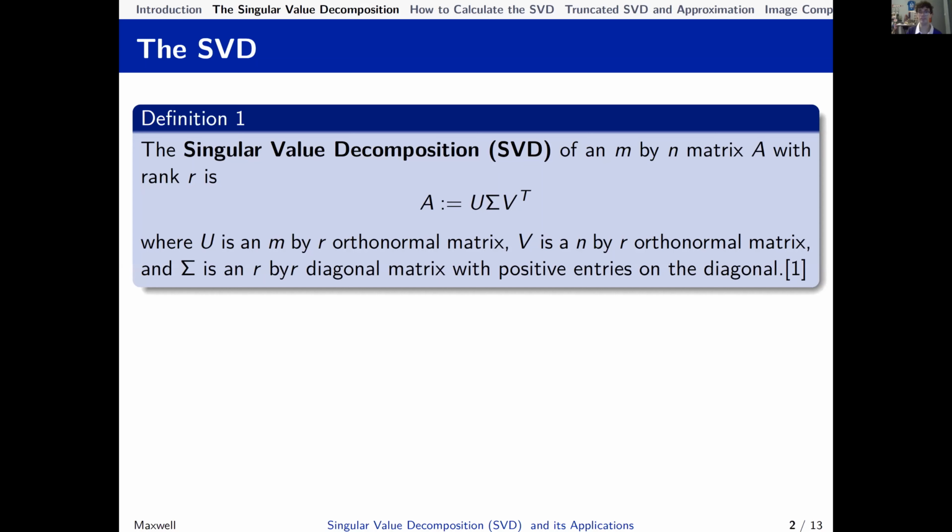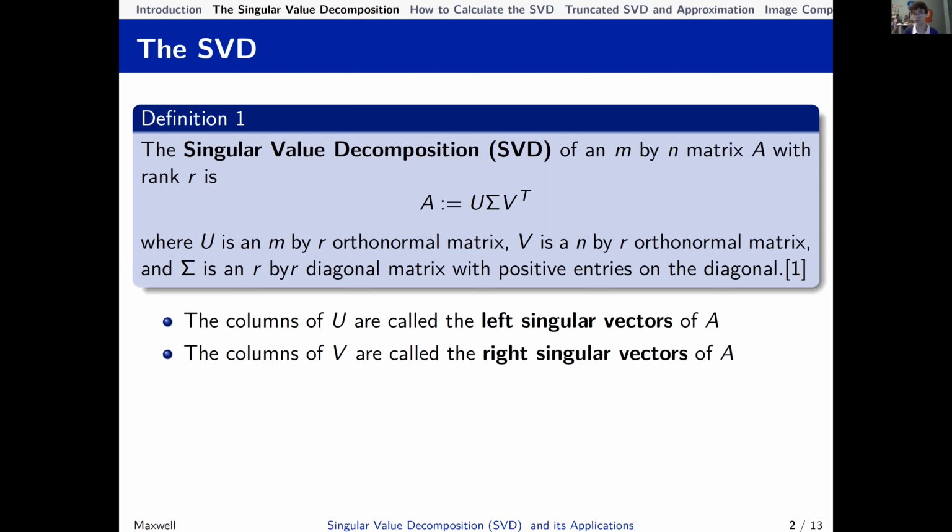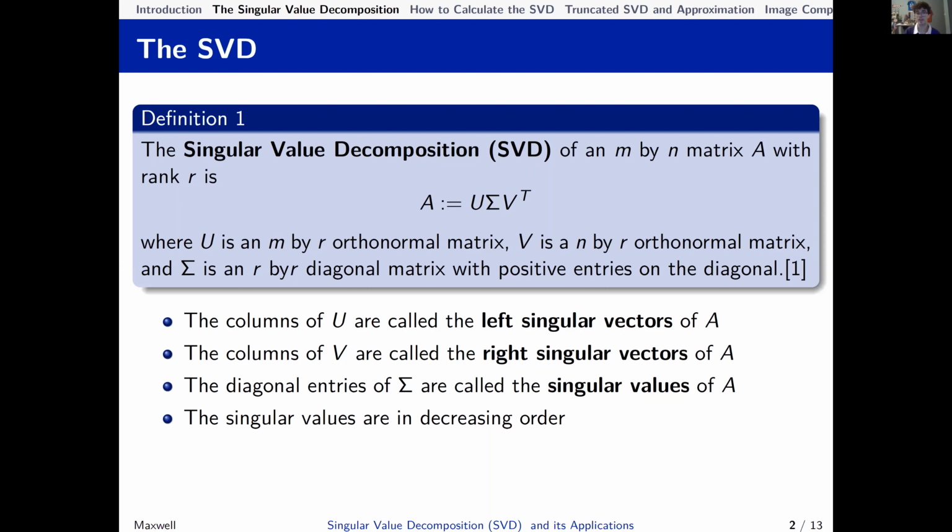So formally, the SVD of a matrix A is U times sigma times V transpose, where U and V are orthonormal and sigma is a square diagonal matrix. The columns of U are called the left singular vectors and the columns of V are called the right singular vectors. And the diagonal entries of sigma are called the singular values, and they are ordered decreasingly. So the top left entry of sigma is going to be the largest entry of sigma.